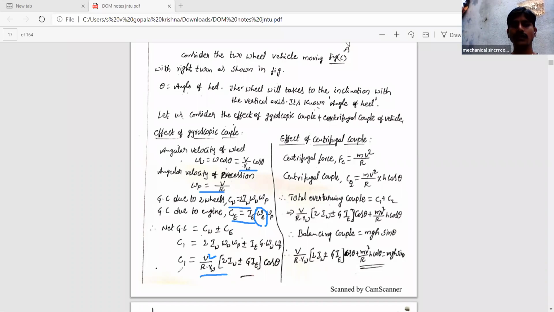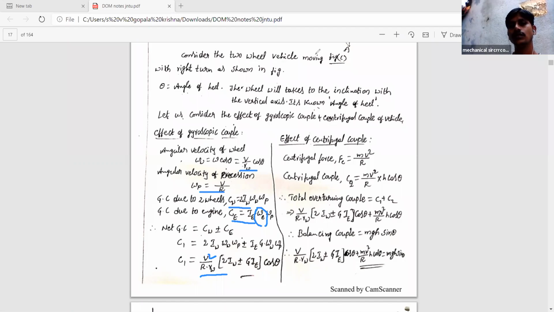So the effect of gyroscopic couple is C1 equals V square by capital R into small r suffix w into 2 into I suffix w plus or minus G into I suffix e cos theta. This is the effect of gyroscopic couple.